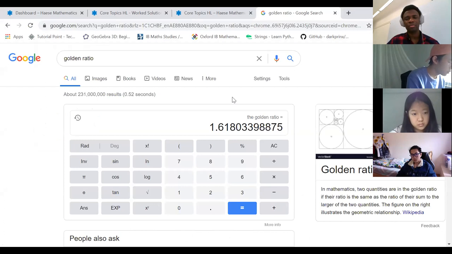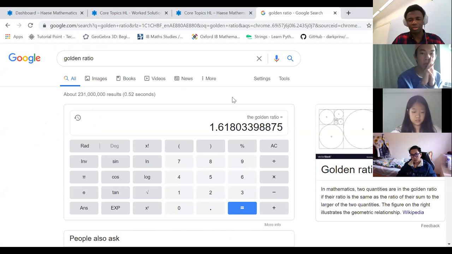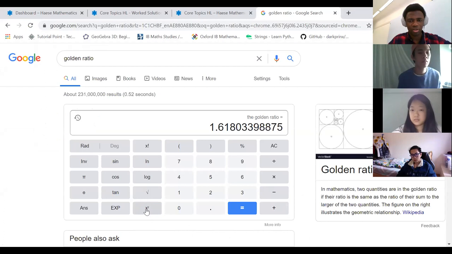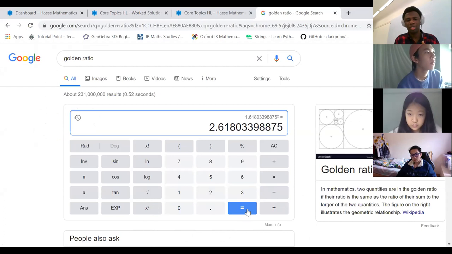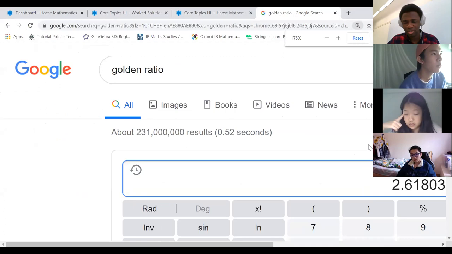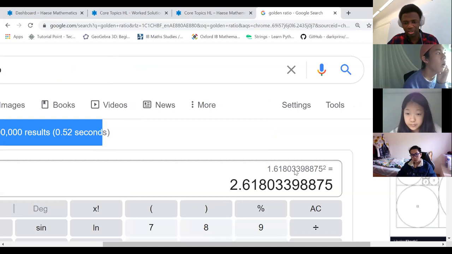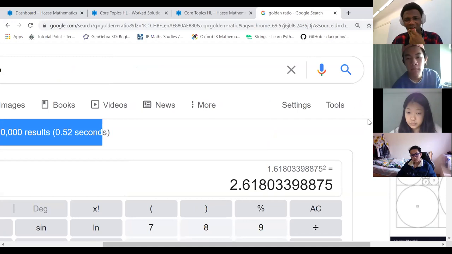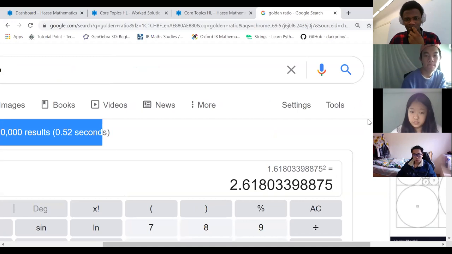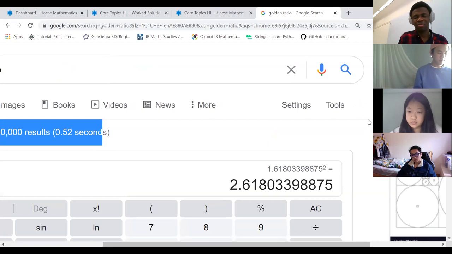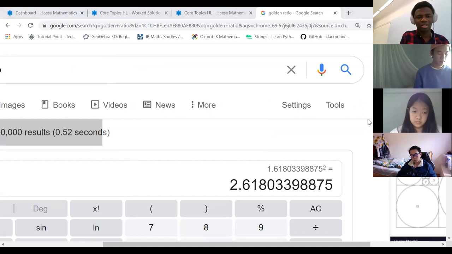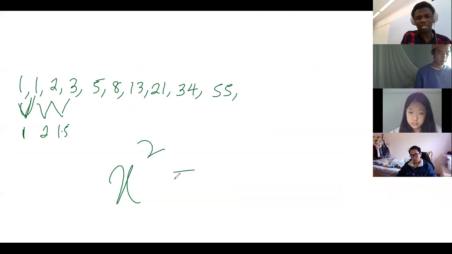It is a number whose square is exactly, okay, I'm not going to tell you. Let's square this number. Can you see my screen? Let's square this number, raised to power 2. What I squared is here, and this is what I get. Do you notice something? Karen, what do you notice? The whole number increases by one, but the decimal part remains the same. Yes. So the golden ratio is that number whose square is exactly one added to the number.